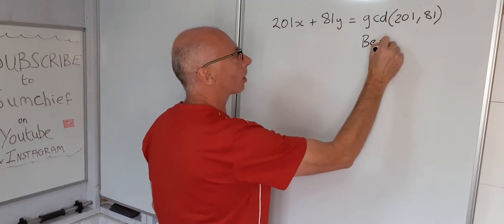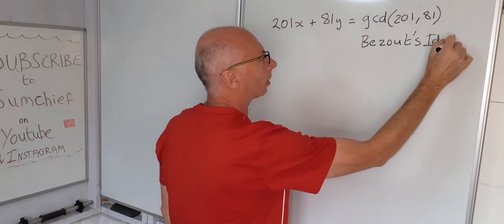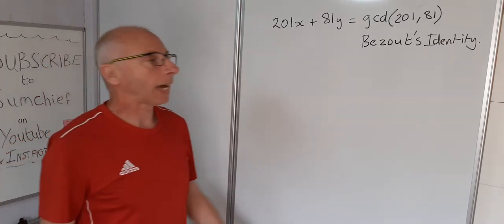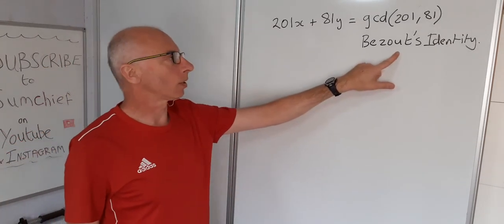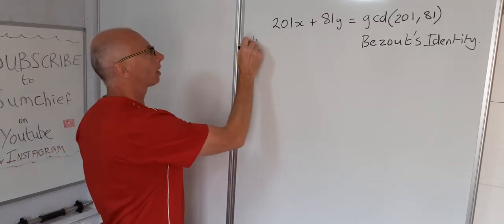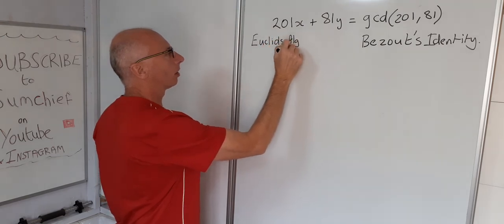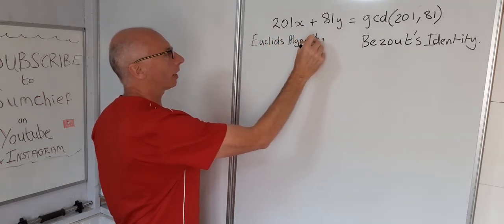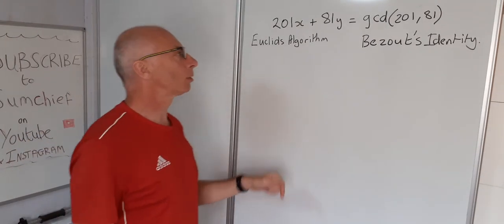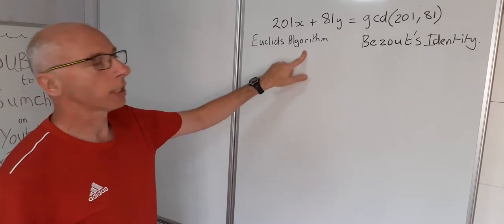So Bézout's identity. To make that happen, the first thing we need to do is to use Euclid's algorithm. So we'll do that on this side. Okay, so Euclid's algorithm, if you check the link in the description below, you'll see a few videos explaining this algorithm in a lot more detail.